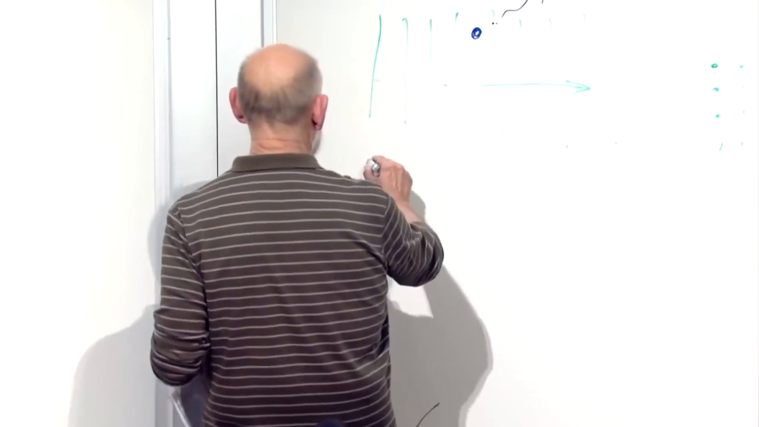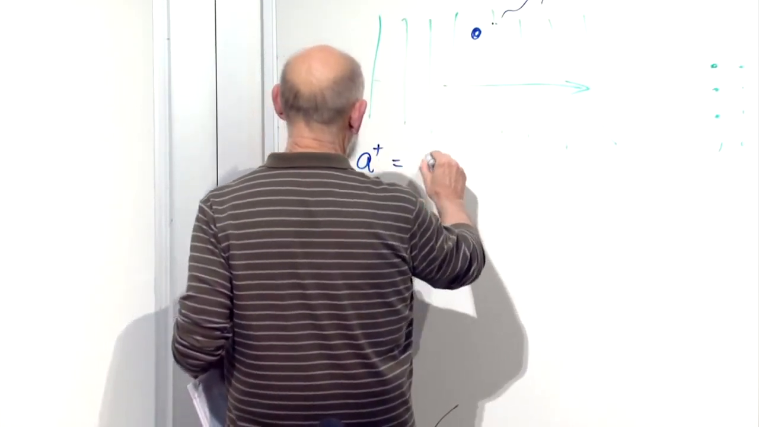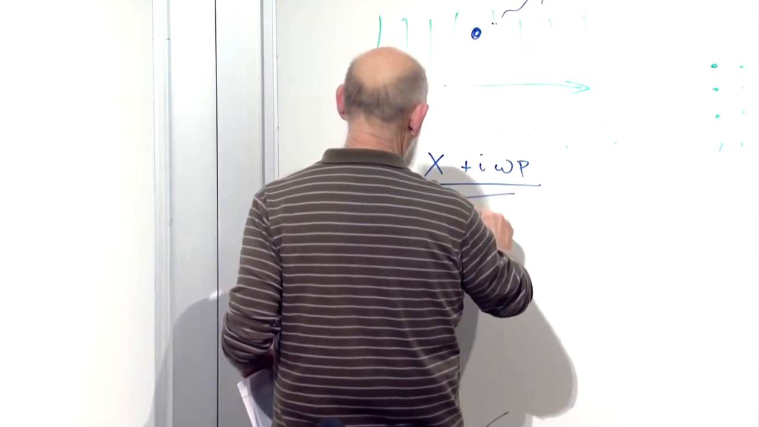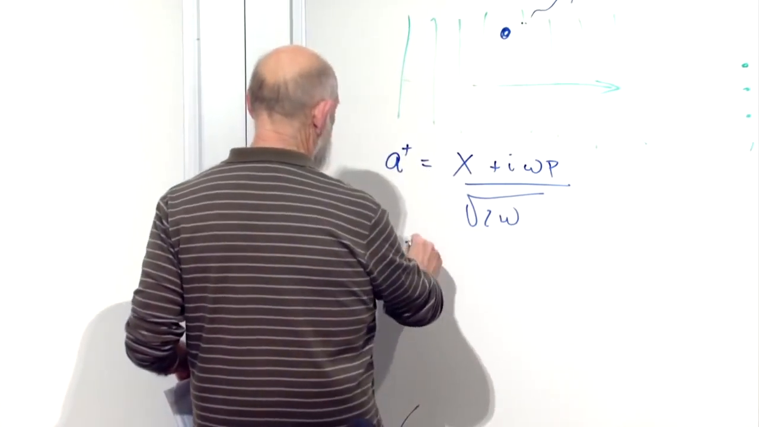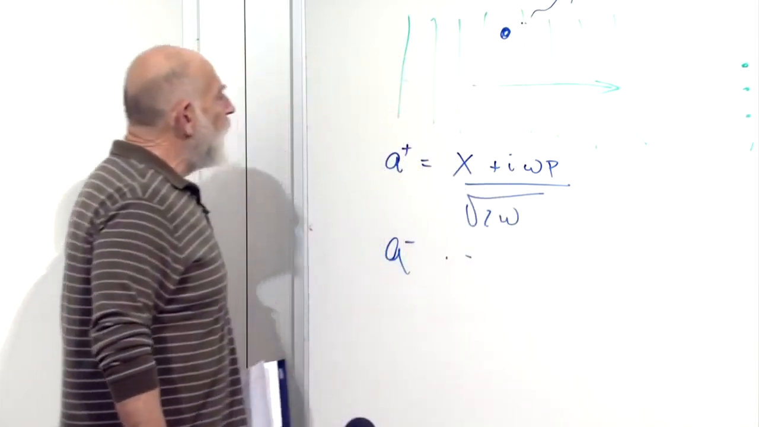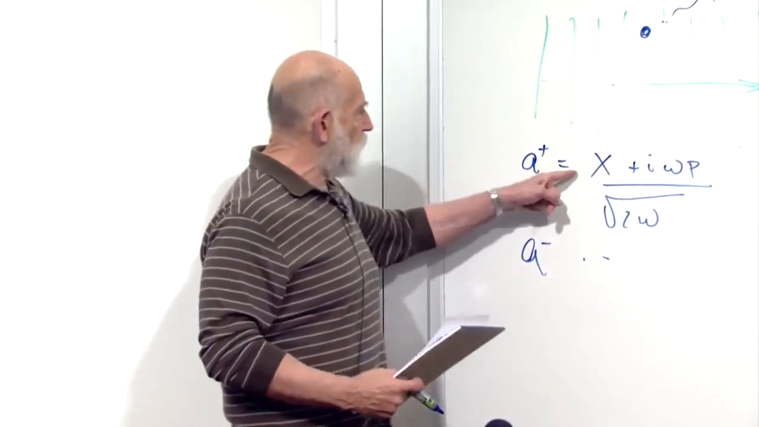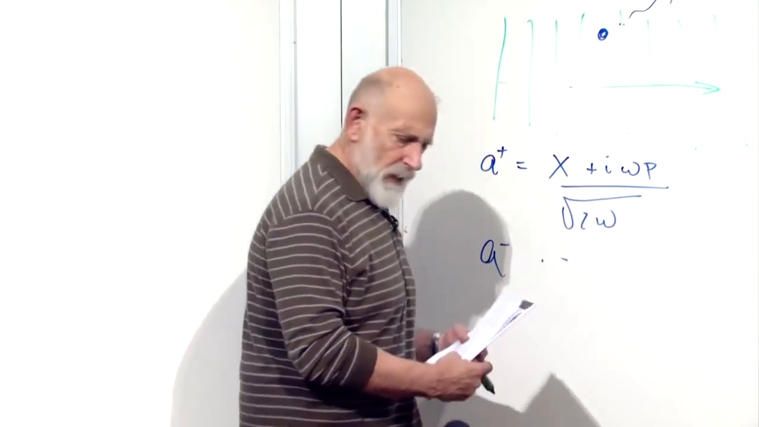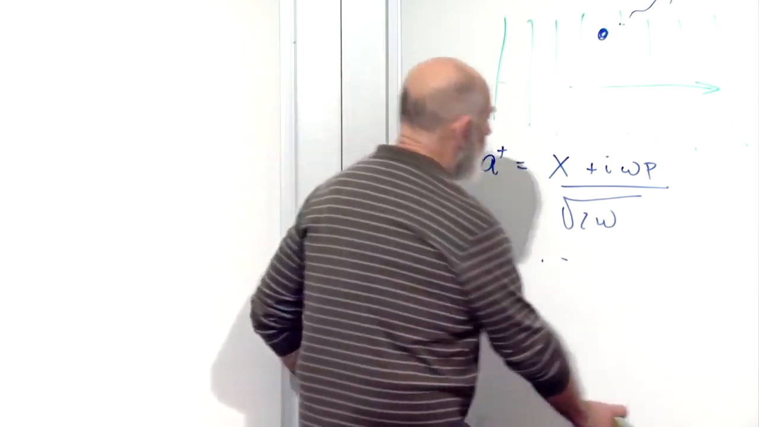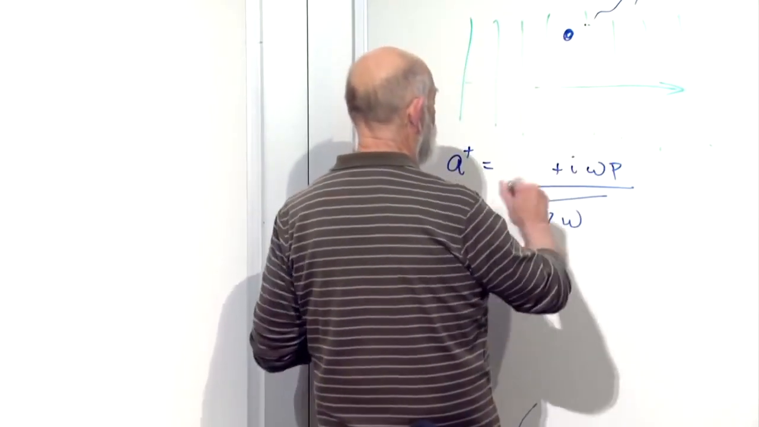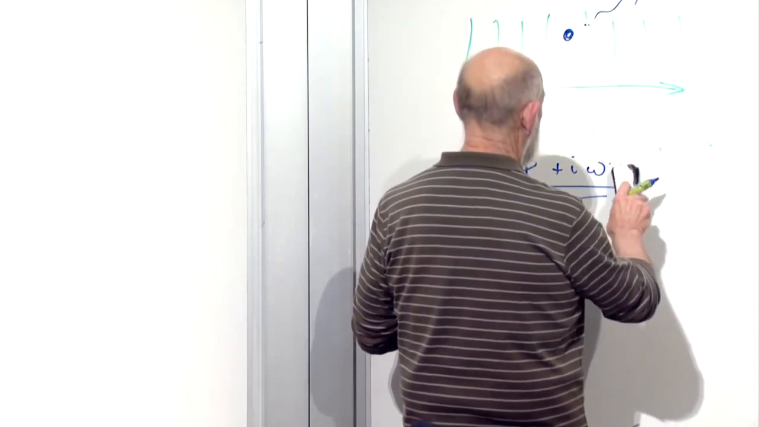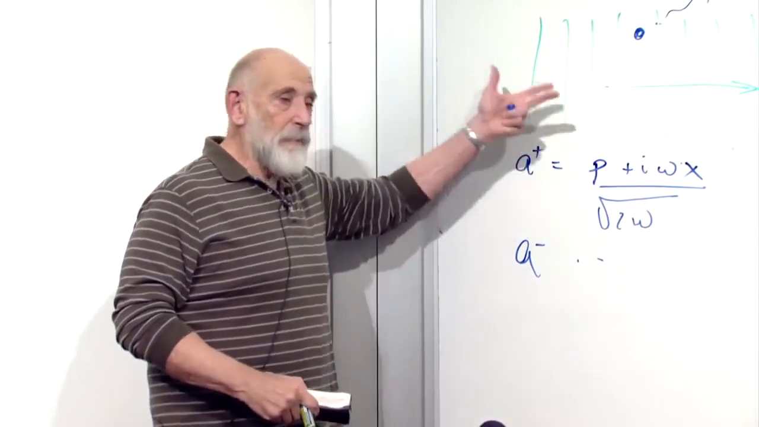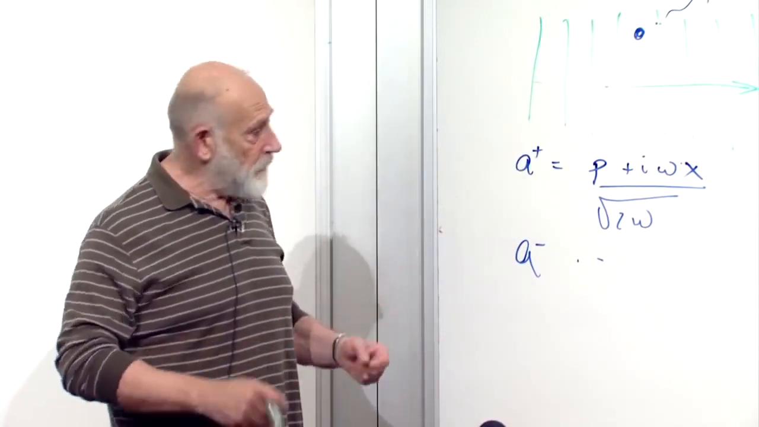What was it? A plus is x plus i omega p divided by some square root of 2 omega. A minus is the same sort of thing with a minus sign in there. And if you multiply them together, you get things with x squared plus, do I have that right? P plus, no, I have it wrong. That's p plus omega x. And if you multiply the two of them together, you get p squared plus omega squared x squared plus this extra little term that was the ground state energy.